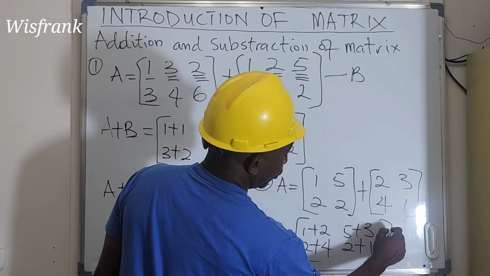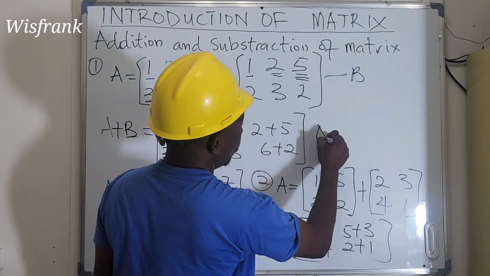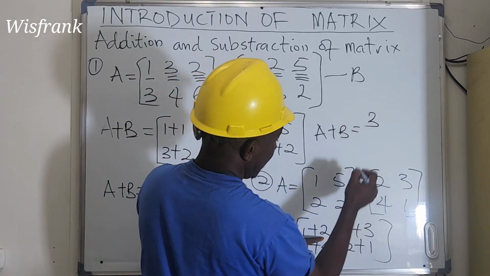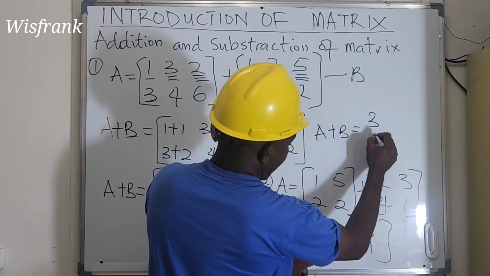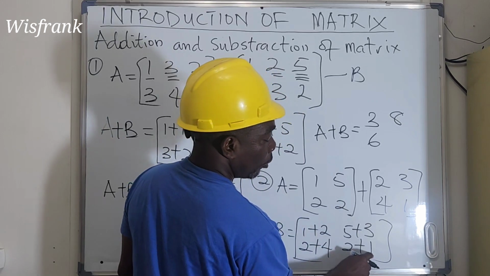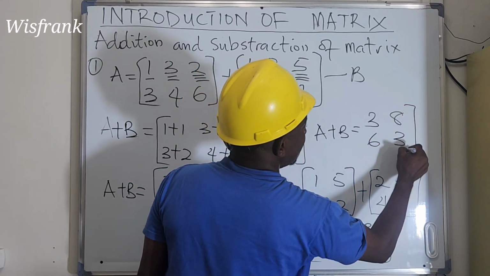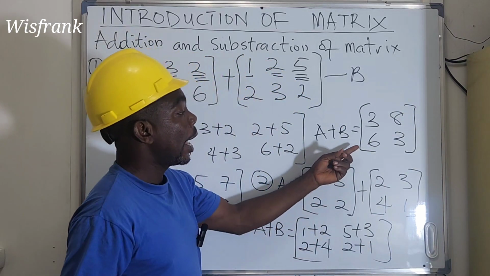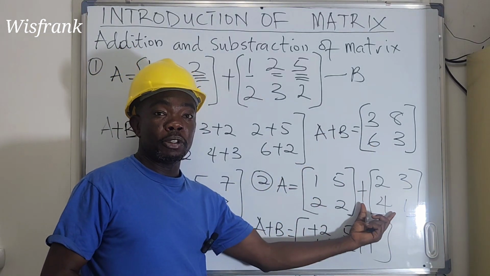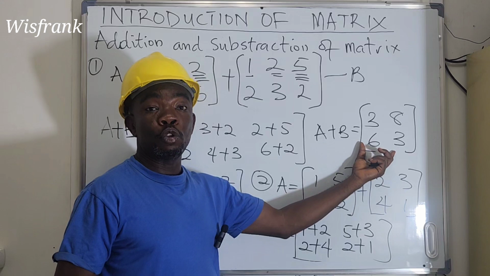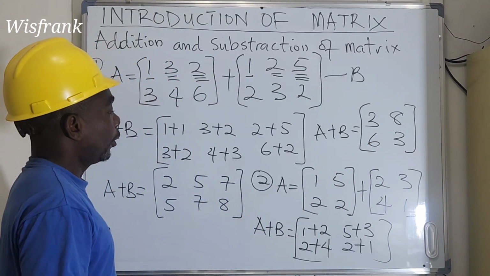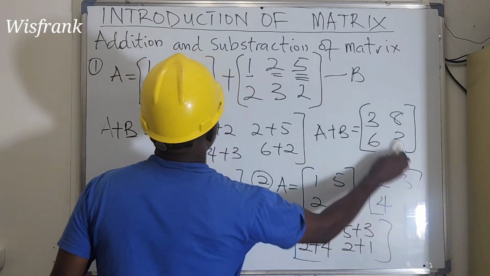So the solution of this matrix here equals to A plus B equals to 1 plus 2 we have 3, then 2 plus 4 we have 6, then 5 plus 3 we have 8, then 2 plus 1 we have 3. So this is the solution, and it forms our 2 by 2 matrix. Adding 2 by 2 matrix plus 2 by 2 matrix gives result to another 2 by 2 matrix, which is this one. So the next one is for us to see the subtraction of this matrix.